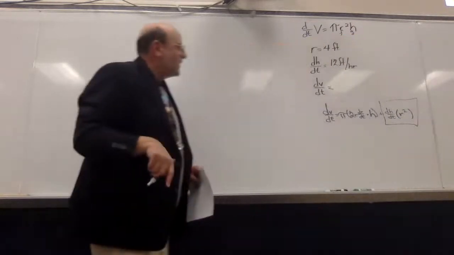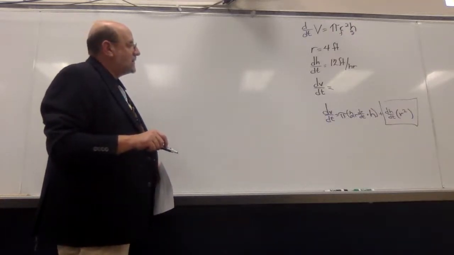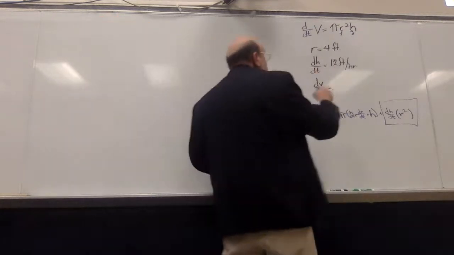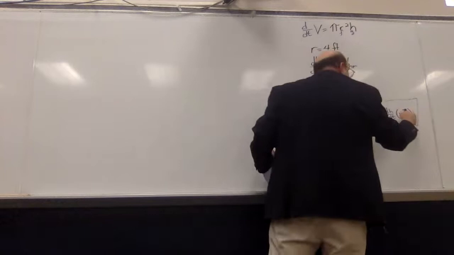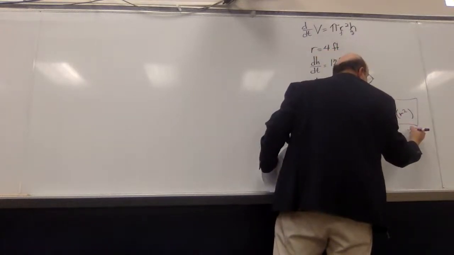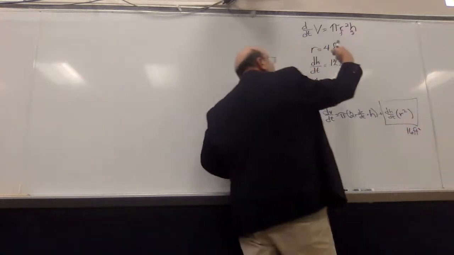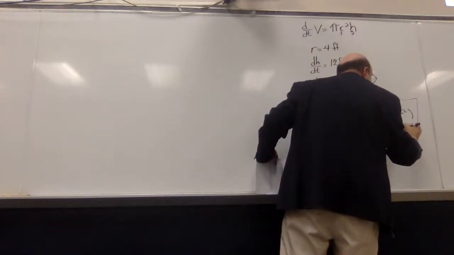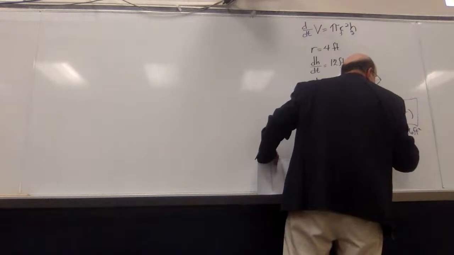Are we going to solve for it? Okay, so now let's start plugging stuff in. I'm looking for dV/dt. I have my radius of 4 feet. So that's 4 feet squared, which is 16 square feet, times my dh/dt, which is 12 feet per hour. Look at that. That's awesome. Just multiply.